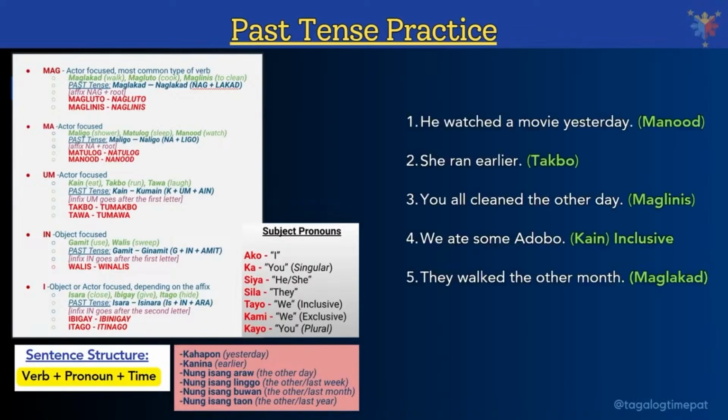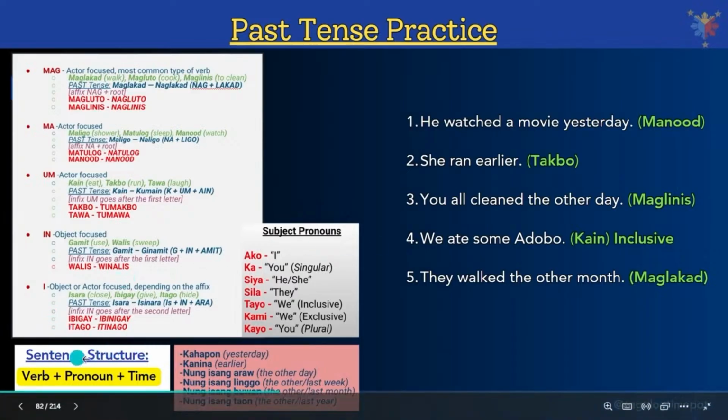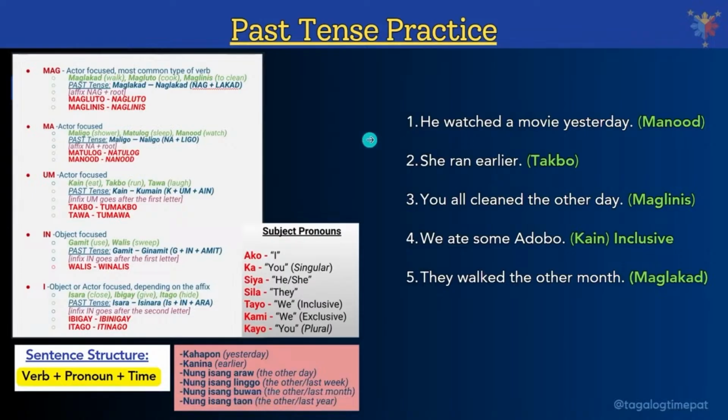Okay, now let's take a look at these examples here. So he watched a movie yesterday, and I gave you a hint. To watch is manood. So if we were going to do this together, let's review here that the sentence structure is verb plus pronoun plus time. So the verb here is manood. In the past tense, ma verbs, the pattern is affix na and then the root. So it becomes nanood. Then it's the pronoun siya, he.